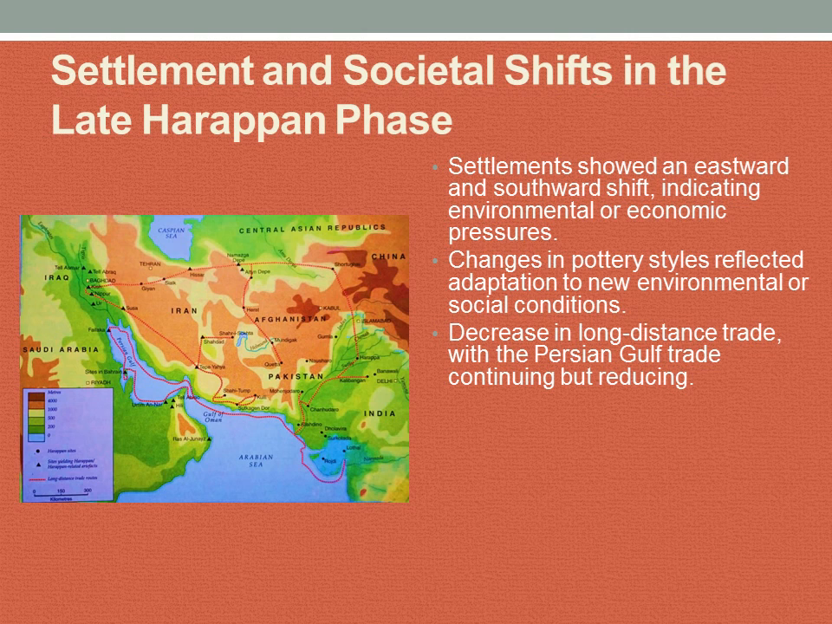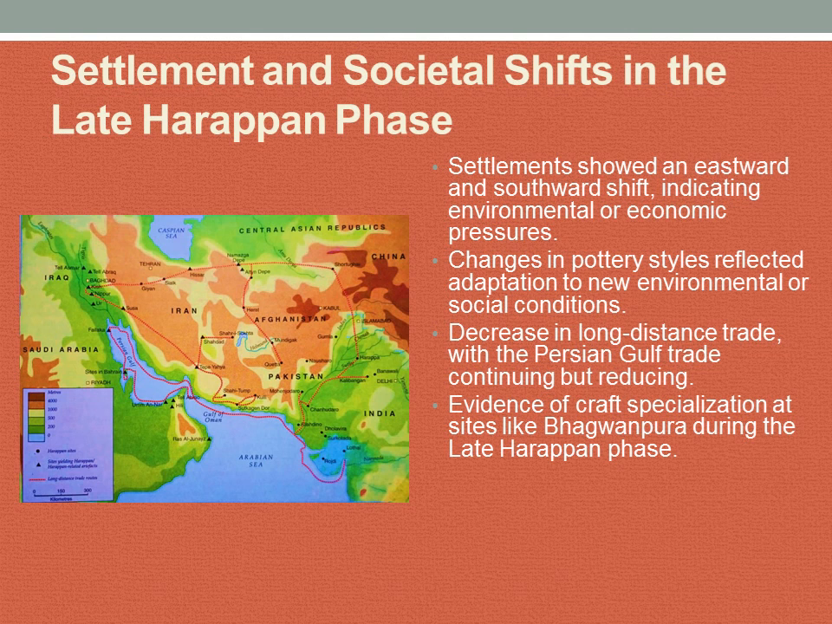There was a decrease in long distance trade, with Persian Gulf trade continuing but reducing. So the trade with Mesopotamia in the late Harappan phase was almost non-existent. There was some trade between the Indus Valley and the Persian Gulf, but the intensity of trade was much more reduced than that of the mature Harappan phase.